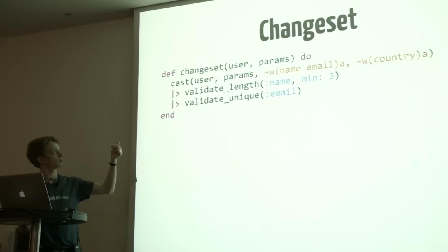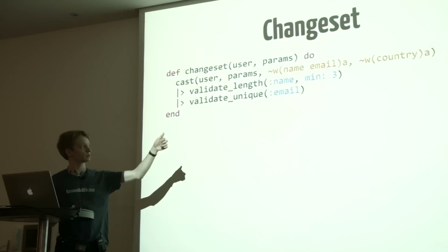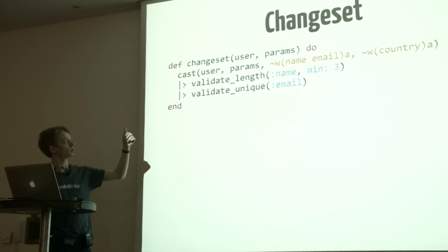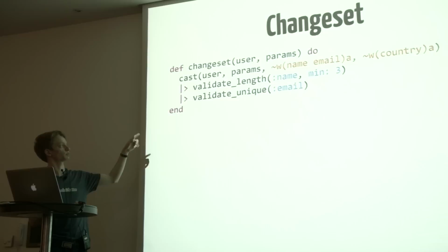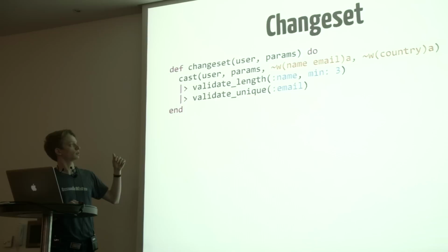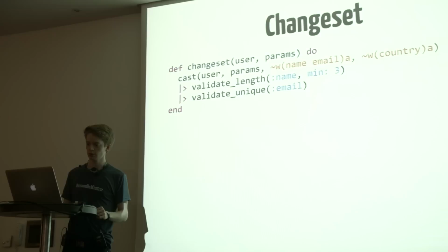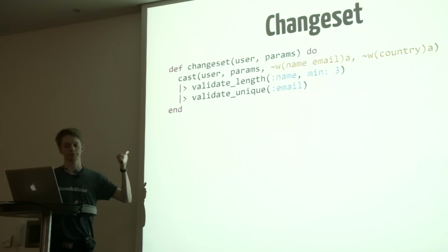The fourth argument are the optional parameters. So we will only use these parameters from the input. This is also where you define your validations, which you just pipe through. And the validations will also mark the change set as invalid if there was any validation problems. So the usual convention is that you define this function on your model, which you call changeset.